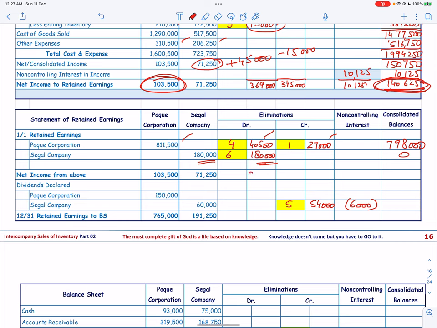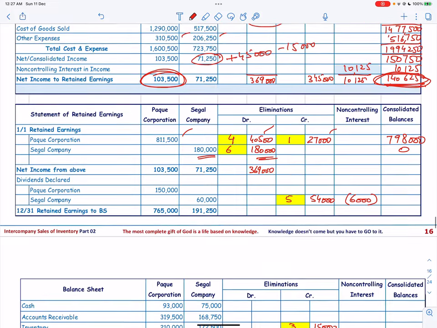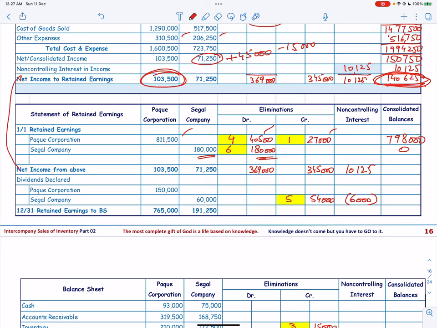369 and 345. And 10,125. I have simply copied the net income from this row, and the total is 140,625.